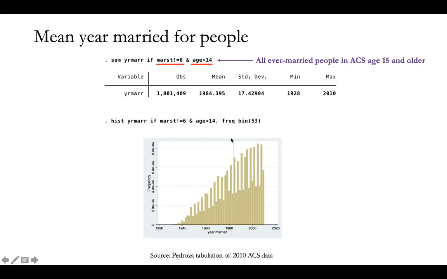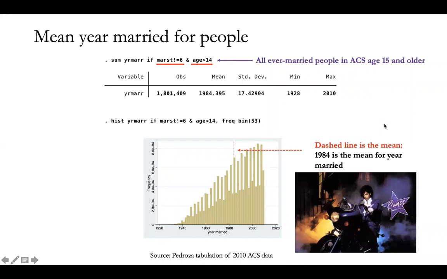You can do a histogram of year married because it's a continuous variable. And again, histograms are very handy for continuous variables like income, age, year married, with the same if statement. We're only interested in people who are not single, who are 15 years or over. And this displays the frequency as bars. That's frequency across 53 bars or 53 bins. And the dashed line is the mean. That's 1984, the year that Prince drops an incredible album.